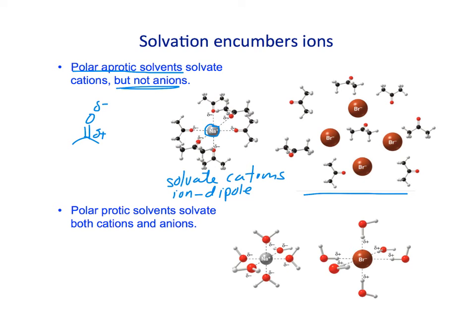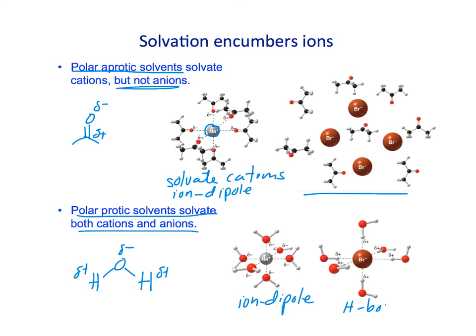not organized around them. Polar protic solvents are good at solvating both cations and anions because, for example, water has a delta minus on the oxygen and delta pluses on both of the hydrogens. So water is good at solvating cations through this ion dipole interaction, and water can also solvate anions through hydrogen bonding interactions.